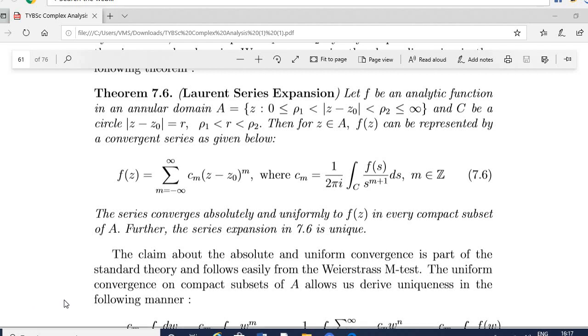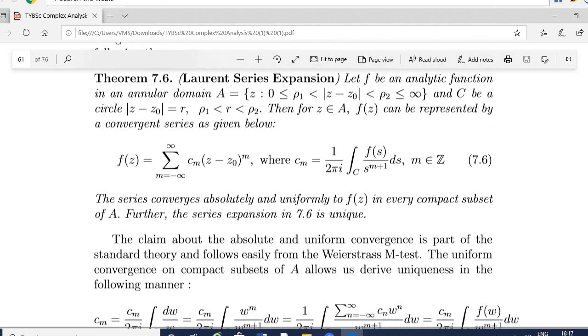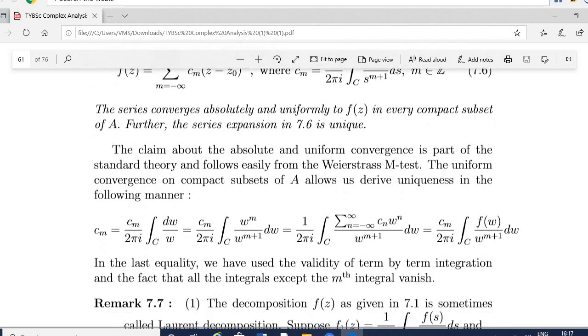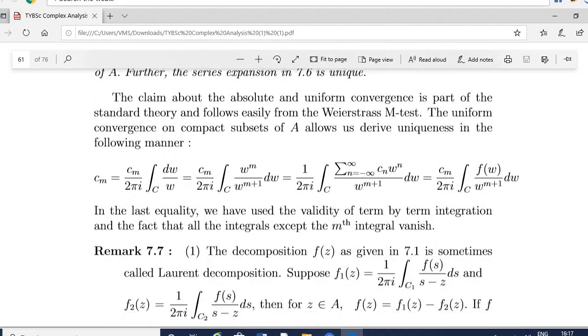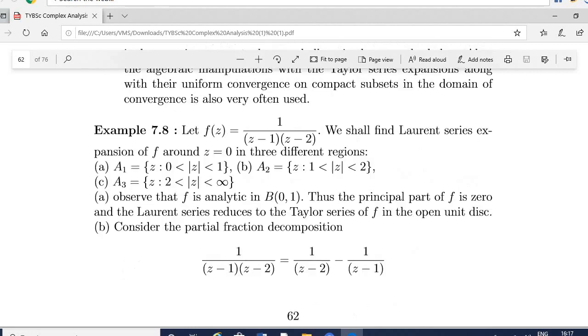Now, the formula for c_m is given in equation 7.c, that is, 1 upon 2 pi i times an integral. But as I have already told you, you hardly need this formula for c_m for obtaining a Laurent series. There is a trick for finding Laurent series expansions which we have seen in the classroom. So I will go directly to examples, and then we will be able to see what that trick was. The trick is just to check which modulus is less than 1.